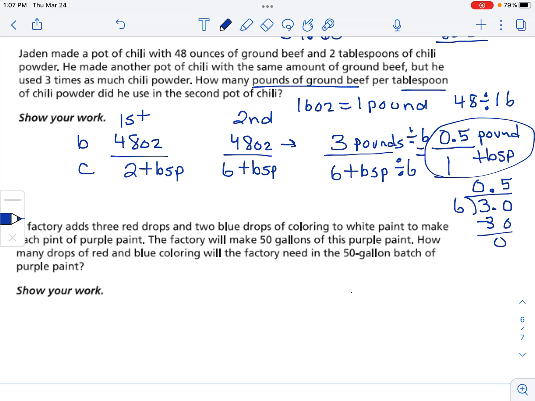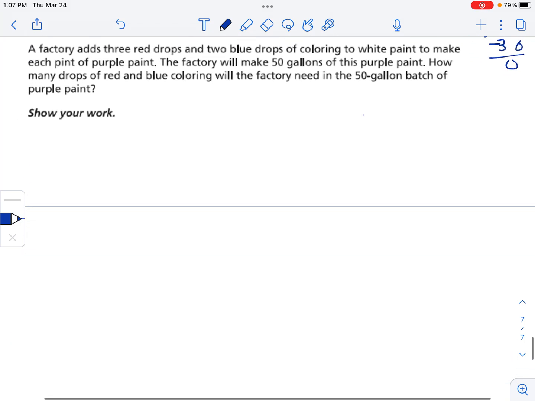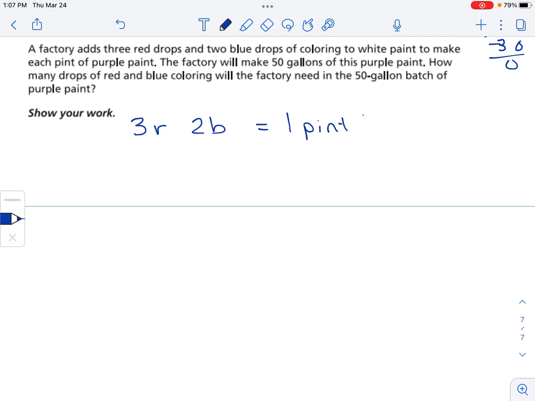All right, last question. A factory adds 3 drops of red and 2 drops of blue food coloring to make white paint, and that paint is going to be each pint of purple paint. Okay, so that's 1 pint of purple. The factory is making 50 gallons of purple paint, so we want to know how many drops of each food coloring is needed for 50 gallons.